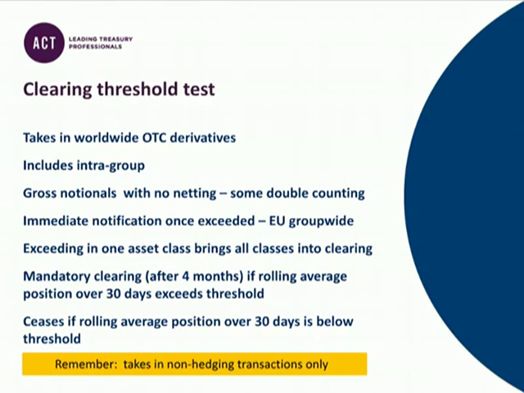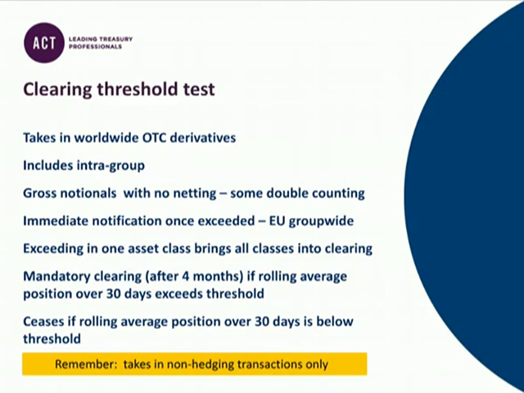And I'll quickly run through why that might be. In calculating what counts towards that limit, you look at your worldwide derivative activity. You include intra-group transactions, it is the gross notional amounts, and there's no netting. So if you've done a deal and then subsequently close it off by doing an equal and opposite one, although there's no net exposure, both those transactions will count towards the gross total. If you cross the threshold in one asset class, it brings everything else into clearing, and that's been a particular concern of people who've got large commodity trading operations.